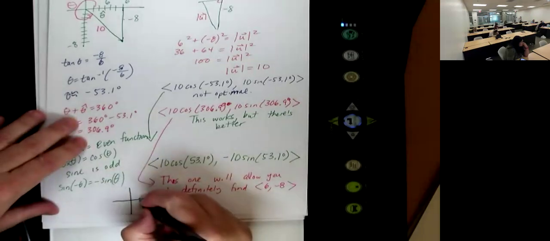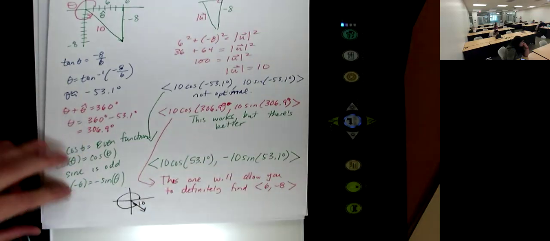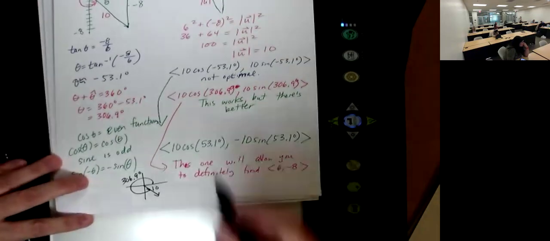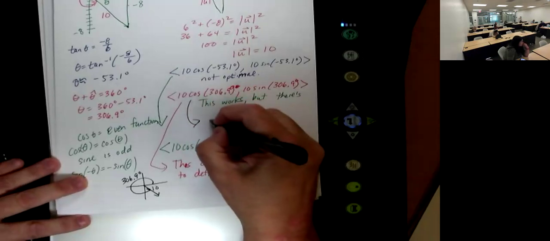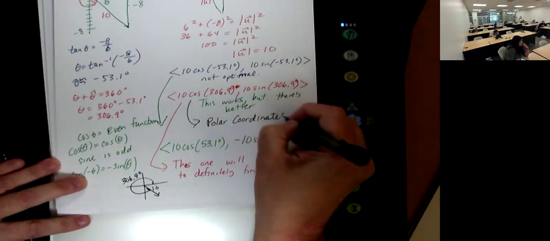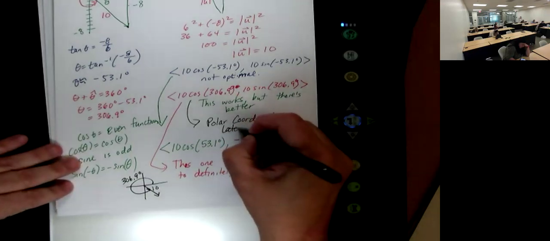Rotate 306.9 degrees and then go a length of 10. This format right here is gonna come up more near the end of the chapter. This tends to be what we're gonna call polar coordinates, or use the actual exact value for the angle rather than using even and odd function. This is later in chapter 8.